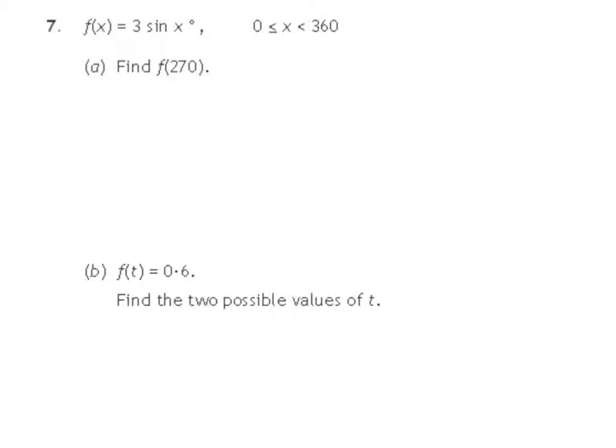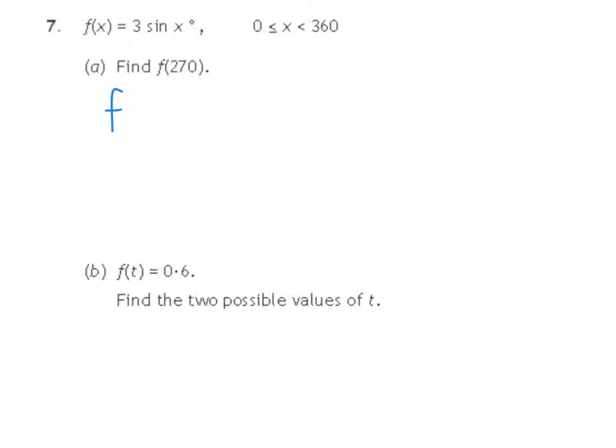Question number 7 in the calculator paper. f of x equals 3 sin x, and then we're told alongside it that x has to lie between 0 and 360 degrees. Part A, find f of 270. So what's happened here is that x up here has been replaced by 270. So we can substitute that into our formula.